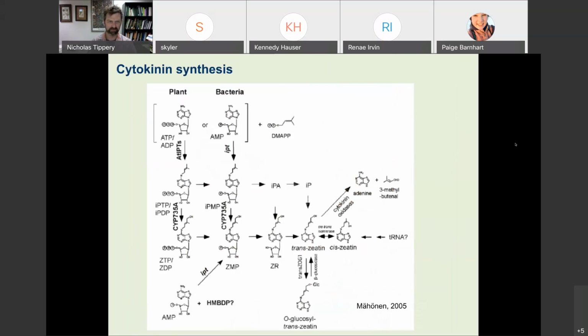I don't know why I have all these on here. This is a kind of basic starting point. These are ATP, AMP. These are nucleotides, and ATP is this energy-containing molecule, and then through some conversion steps, that's how you get over here to the zeatin molecules.